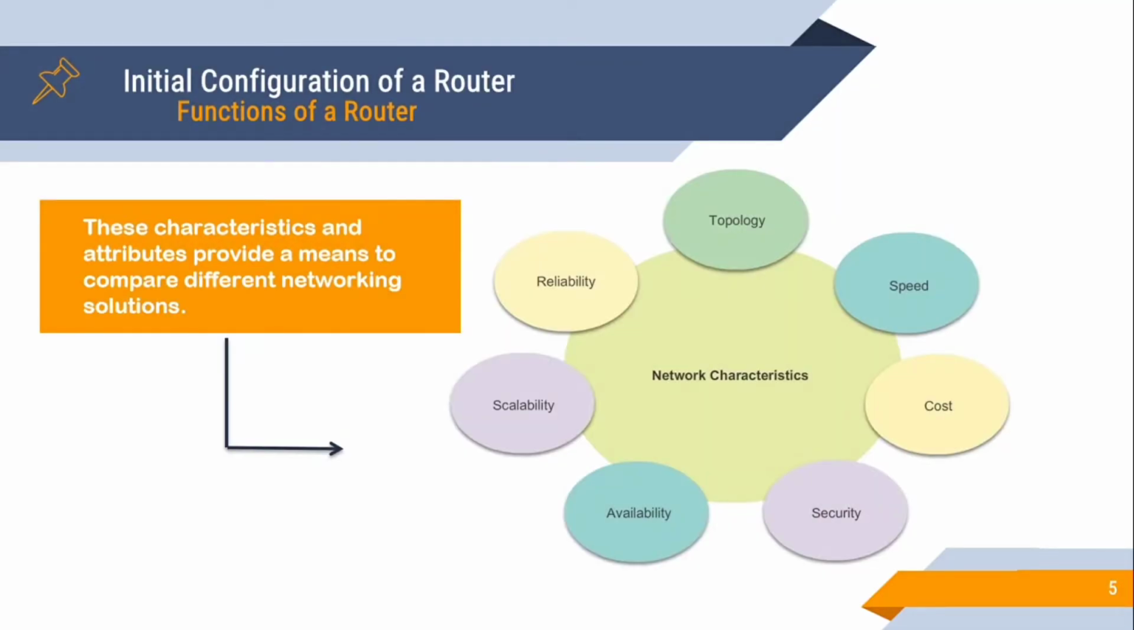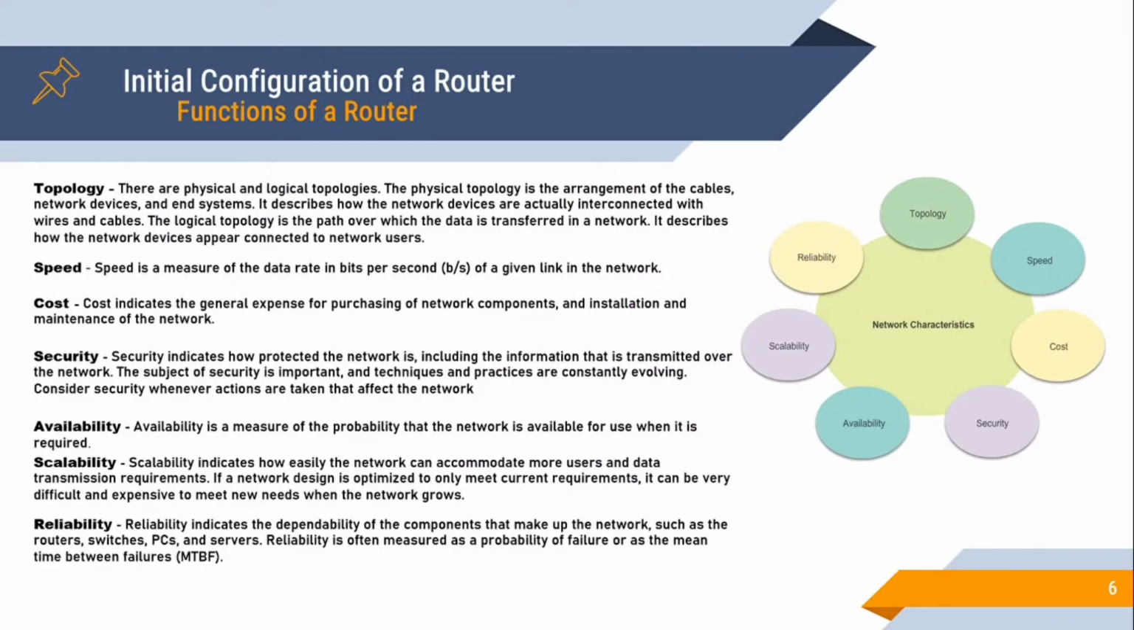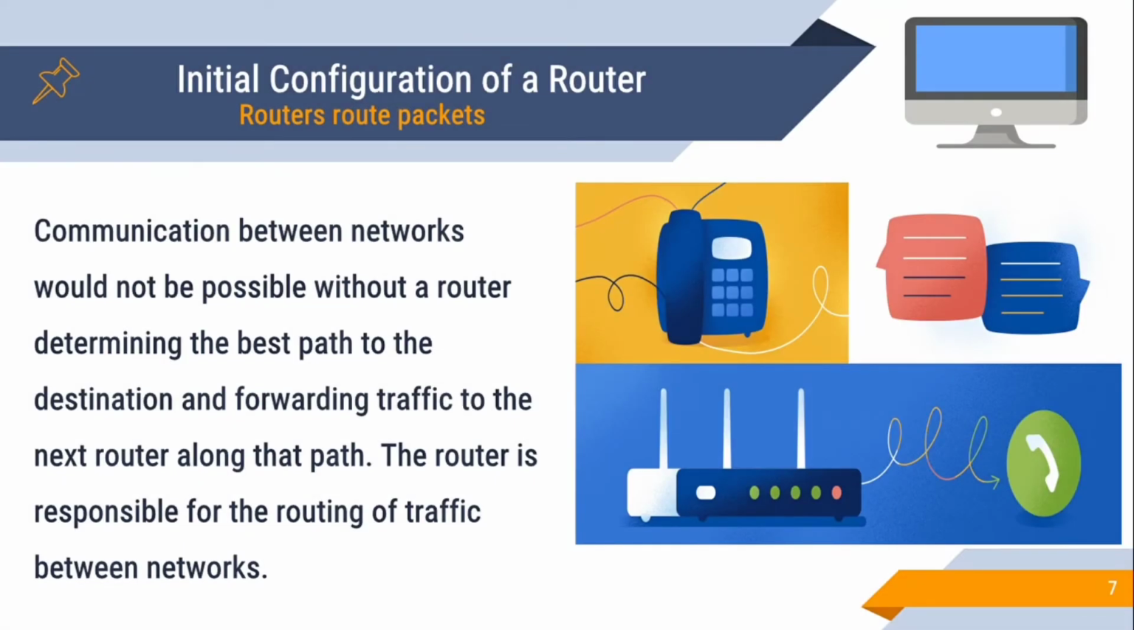As shown in this figure, there are many case structures and performance-related characteristics referred to when discussing networks. Communication between networks would not be possible without a router determining the best path to the destination and forwarding traffic to the next router along the path. The router is responsible for the routing of traffic between networks.